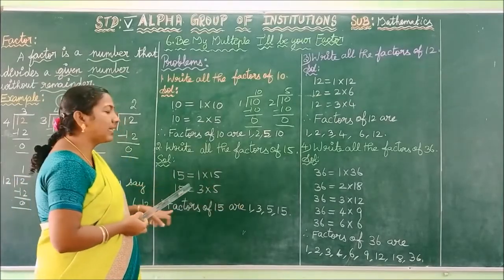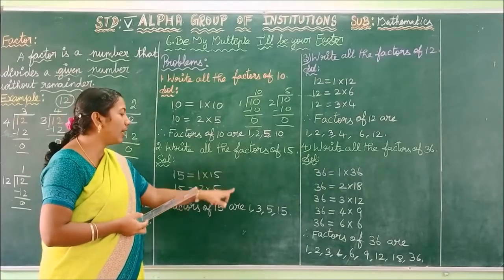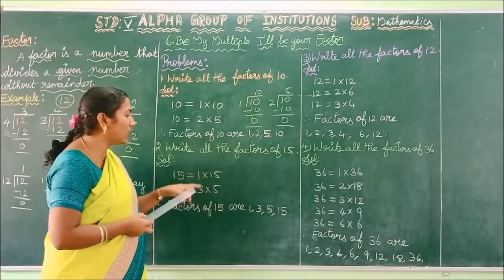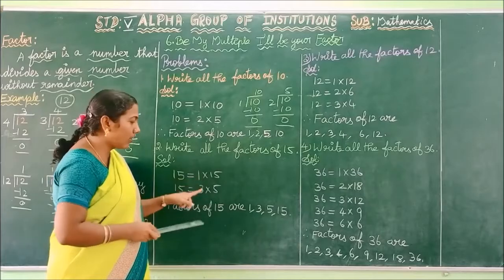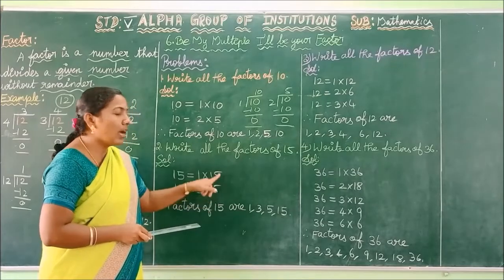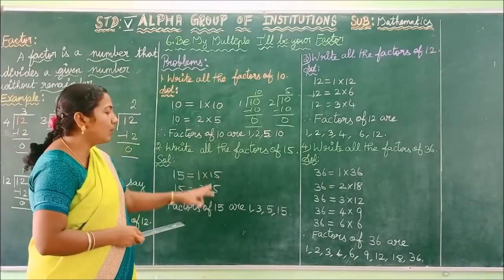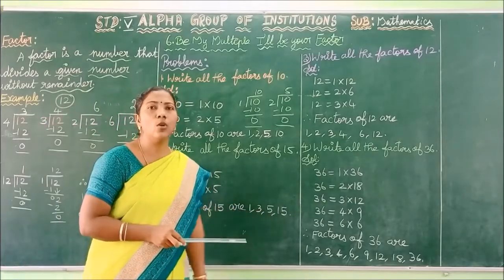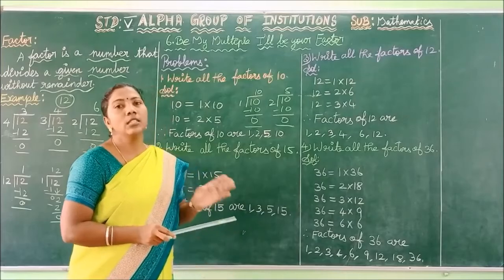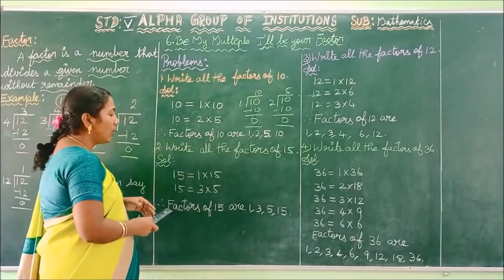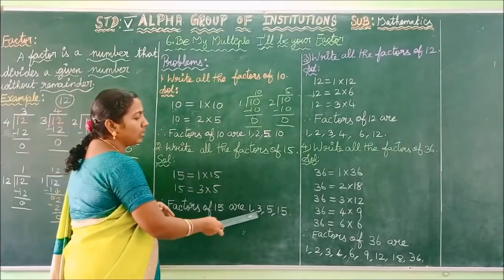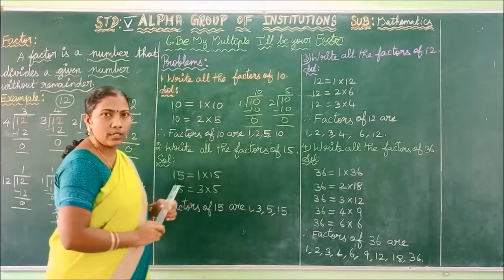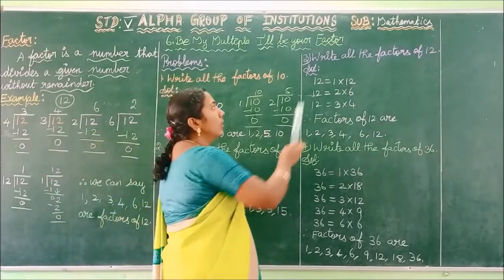So what are the factors of 15? You have to write these numbers in ascending order. First you have to write 1 and then 3 and then 5 and then 15. It means 15 can be divisible by 1, 3, 5 and 15 without remainder. Without remainder means 0 as the remainder. Okay. So what are the factors of 15? 1, 3, 5 and then 15. Is it clear?